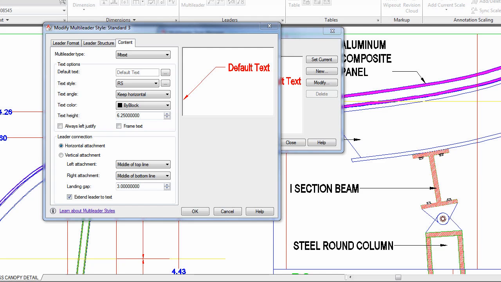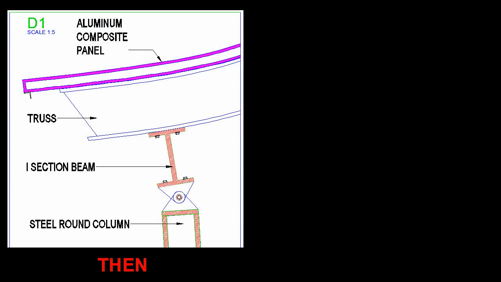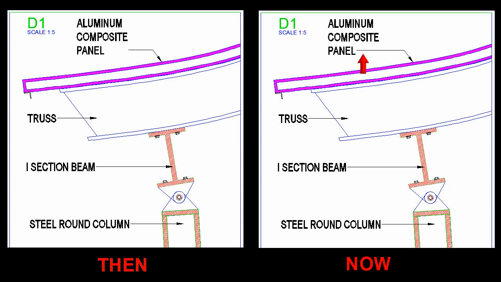First, an option has been added to the multi-leader style dialog to enable the leader landing to extend all the way to the text. Before, the landing stopped at the bounding box, but now you can have it reach to the end of the top, bottom, or middle line, even if that line isn't the longest in the note.